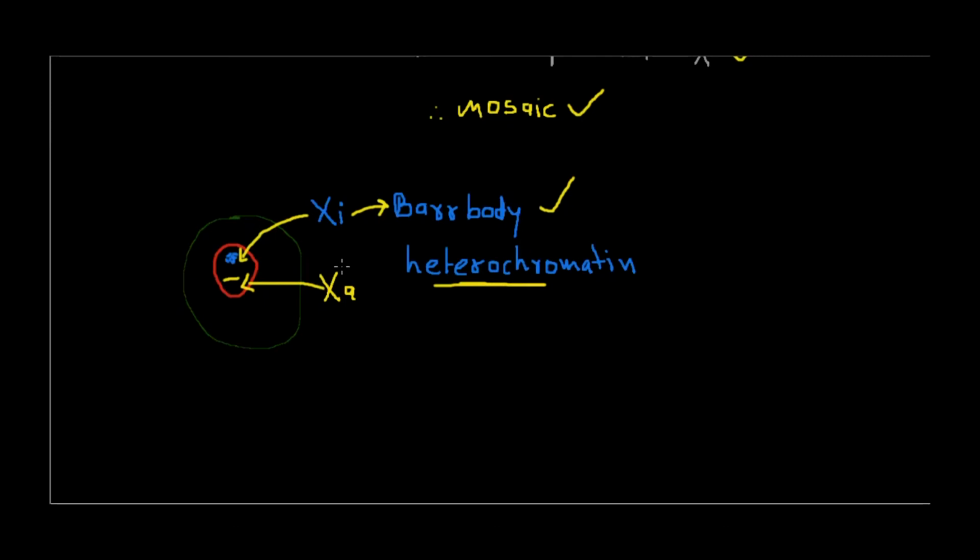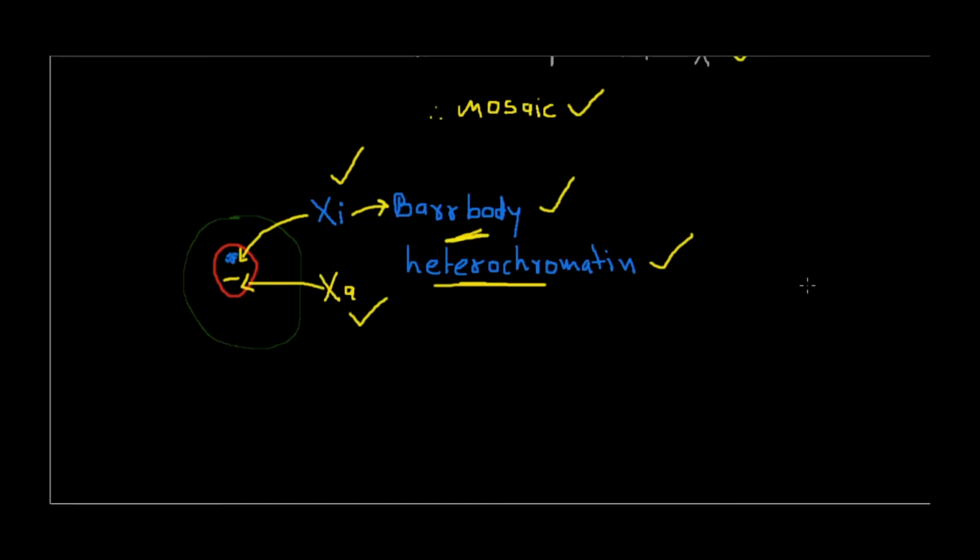So in female, every cell, every nucleus would have one X chromosome which is active and one X chromosome which is inactive, that is nothing but condensed chromatin or heterochromatin, which is what we call the bar body, that gets darkly stained.